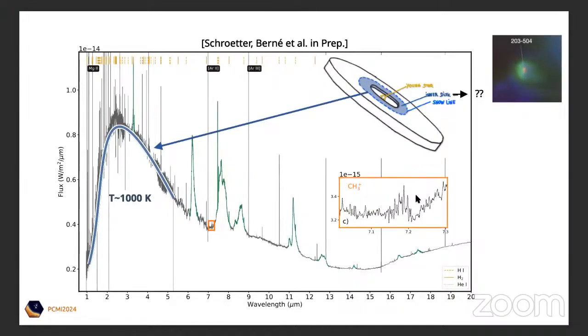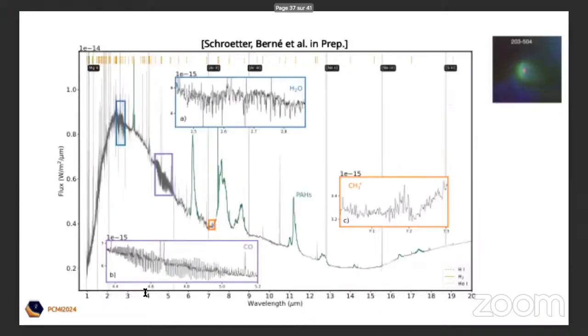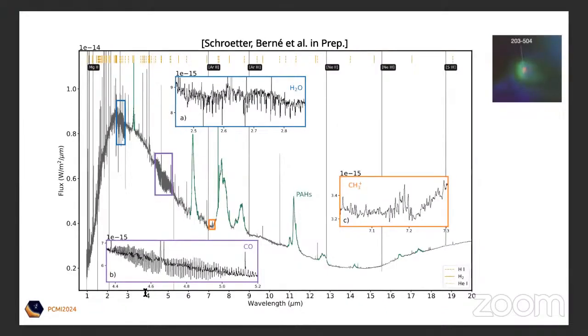Here you can see an emission around 3 micron, which corresponds to the inner disk heated by the accretion process onto the star. And it creates this bump at around 1000 Kelvin. If we look into this spectrum, we can see both water and CO in absorption.